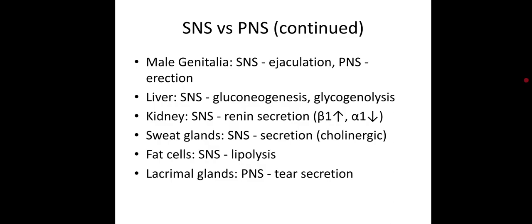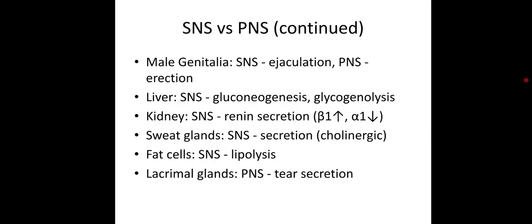While in case of the liver, in the sympathetic nervous system, we need more and more energy, so there will be gluconeogenesis and glycogenolysis. While in case of the parasympathetic, there is no action on it, because beta receptors are present in the liver.